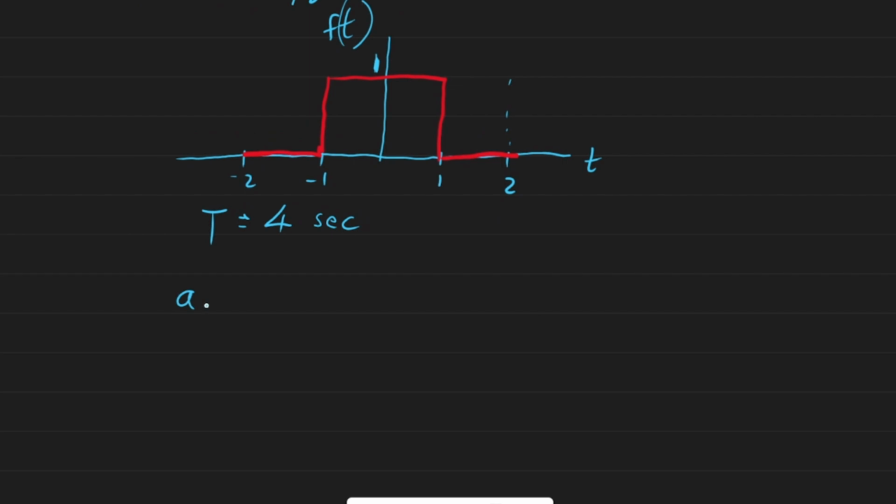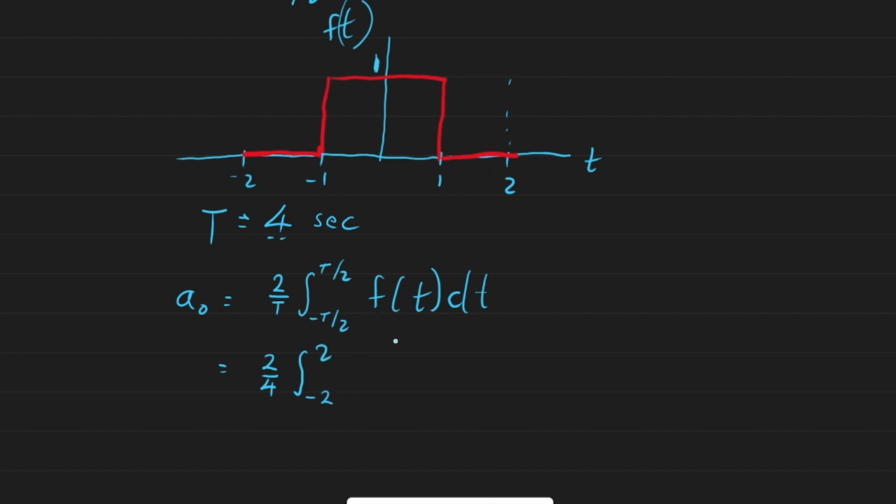We determine a0, and a0, if you remember what it was, we just wrote it, was 2 over T, integral from minus T over 2 to T over 2, f of t dt. So our period was 4, that's what we have just established. So we have 2 over 4, integral from minus T over 2 to T over 2. So T is 4, so we have minus 4 over 2. So we are integrating from basically minus 2 to positive 2.